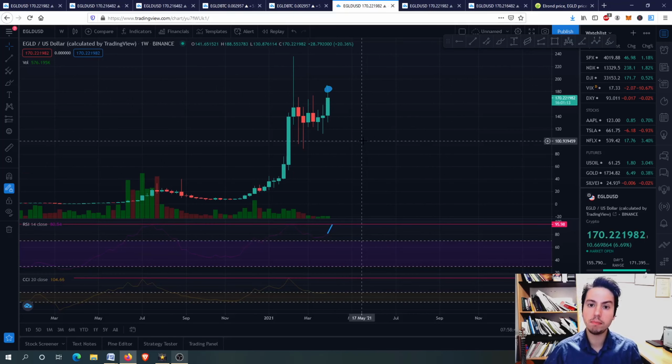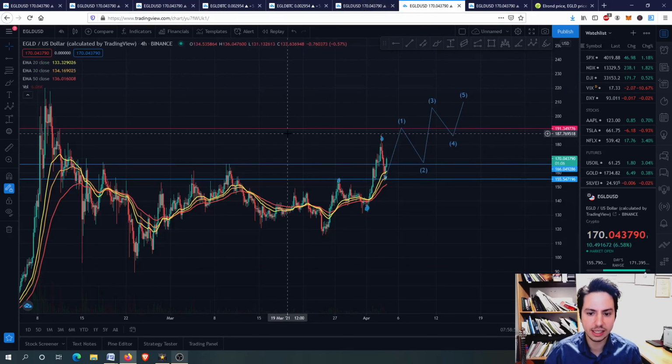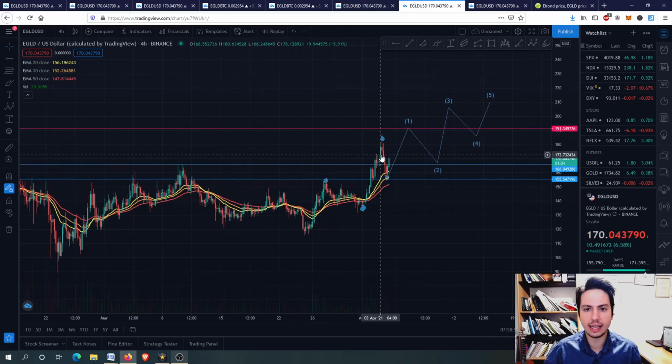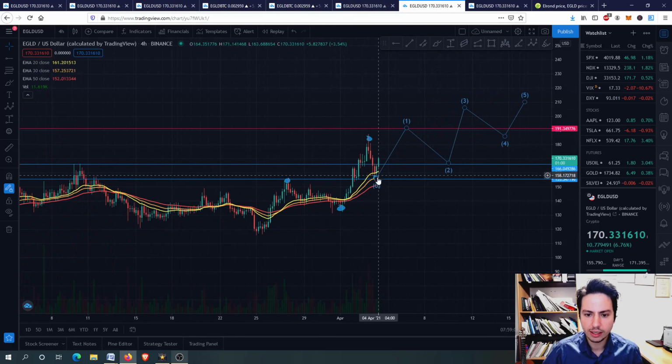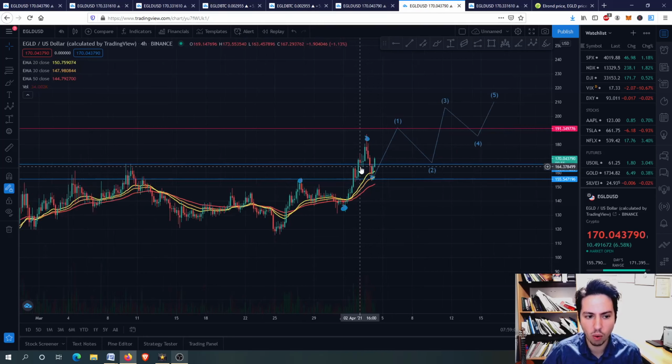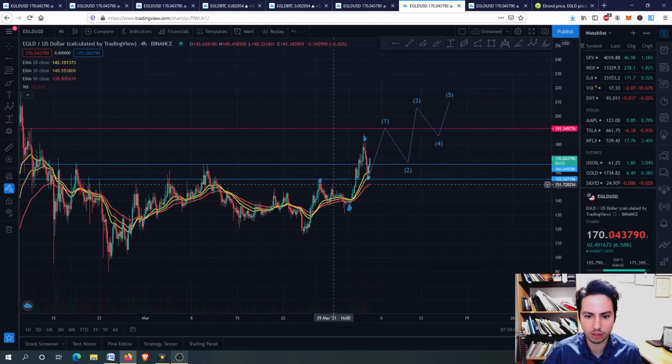It is more important maybe to HODL than to do trading in the short term, but of course it is up to you guys. So let's see EGLD against USD in the 4-hour frame. You can see here, what I want to see is that we maintain this as a support level from now on, which was previously a resistance level, or even this.